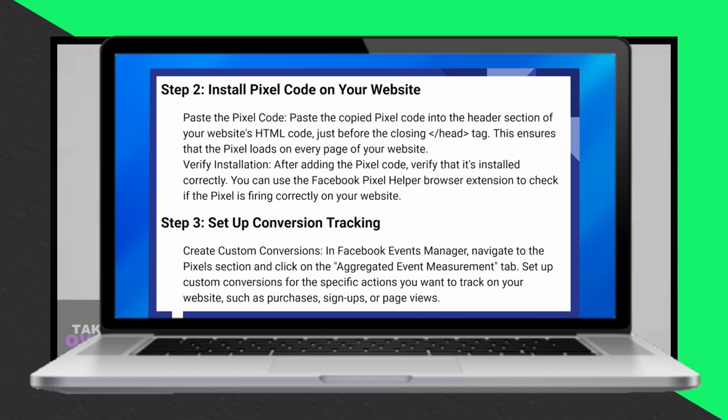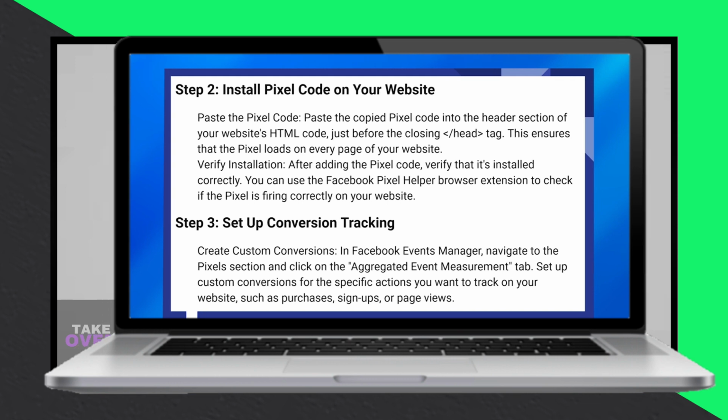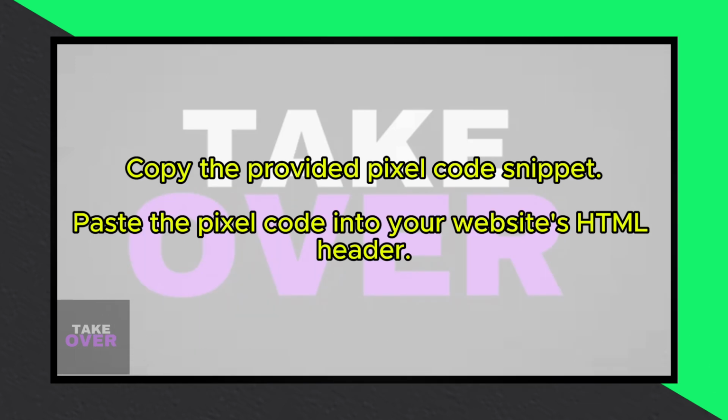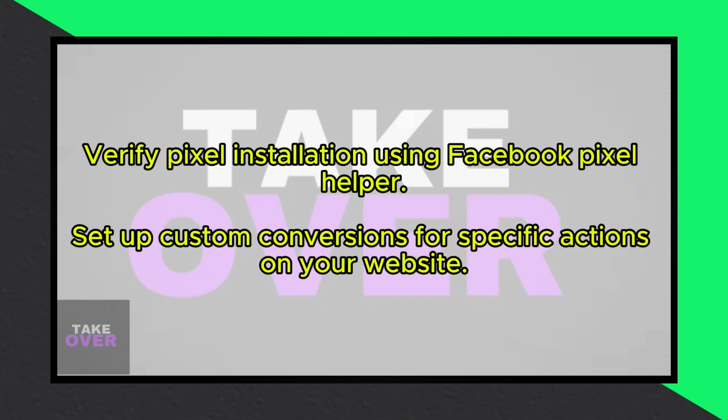Now paste the copied pixel code into the header section of your website's HTML code, just before closing the header tag. This ensures that the pixel loads on every page of your website. To verify that the pixel is installed correctly, you can use the Facebook Pixel Helper browser extension. This tool will help you check if the pixel is firing correctly on your website.